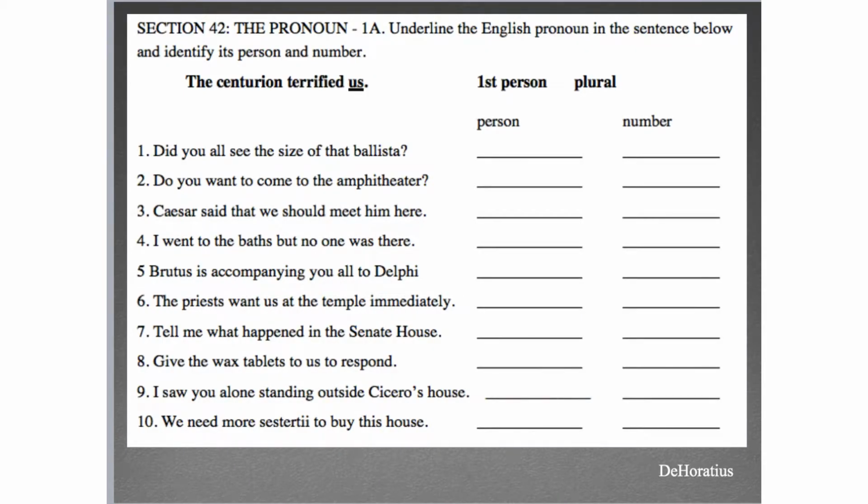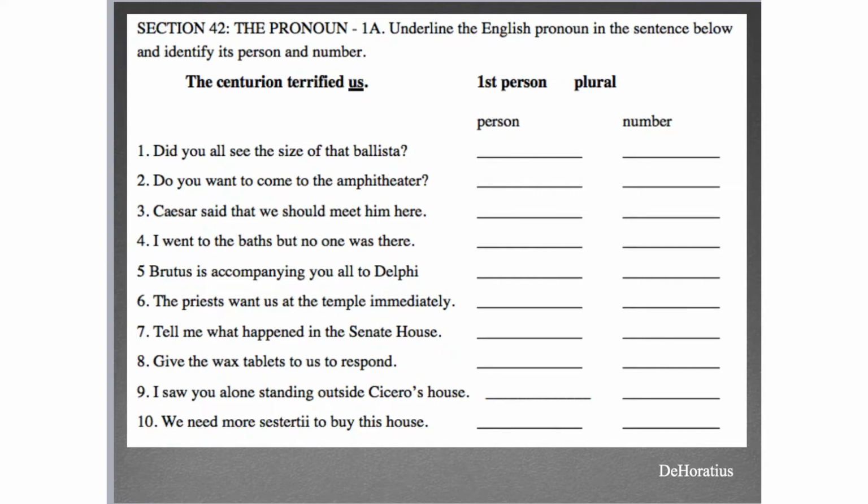All right. So just working with pronouns in English. Identifying the pronoun, and then its person and number. Remember, person is going to be first or second for our sake, at least for this week. There is a third person pronoun, of course. And then number is just going to be singular or plural.